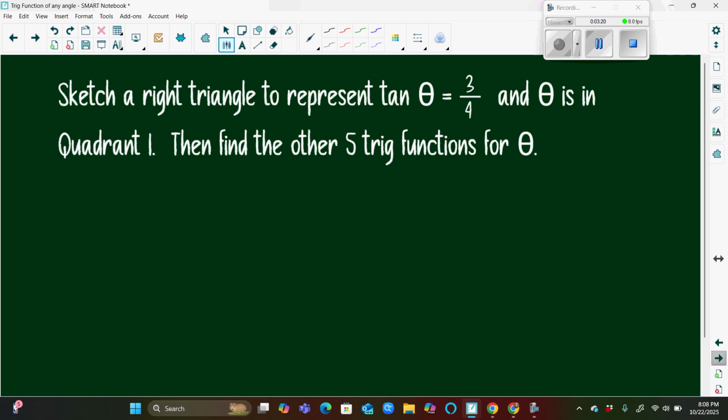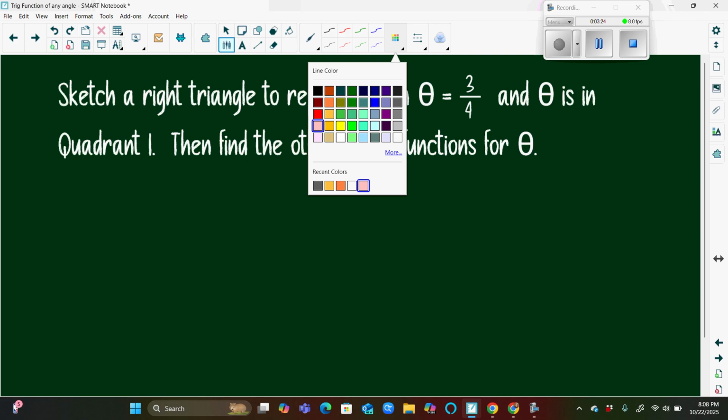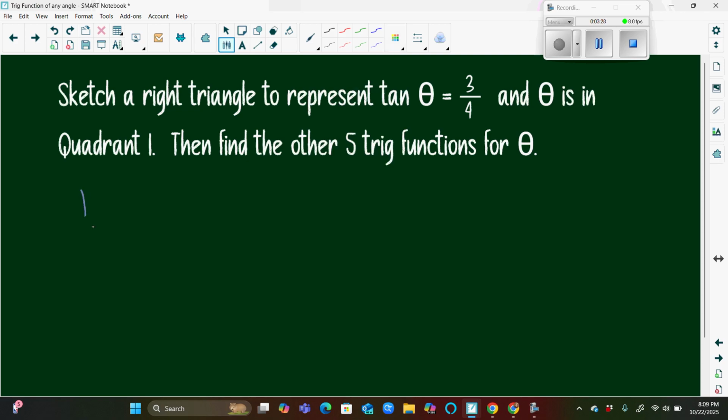So the first thing I want to do is draw an axis. I want to draw the x and y axis. And so I'm going to come over here and draw hopefully a straight line. The x and y axis. So here's the y axis, here's the x axis, and we're just doing a brief little sketch. And we know that the triangle is going to be in quadrant 1.